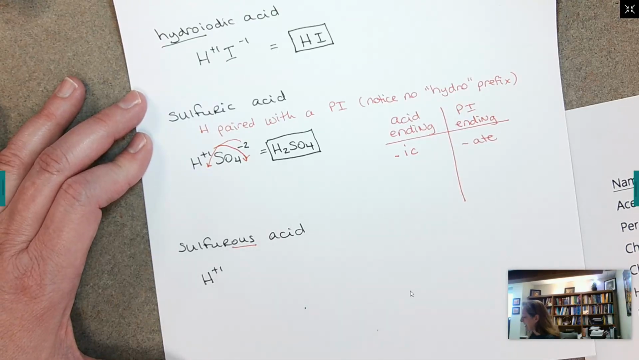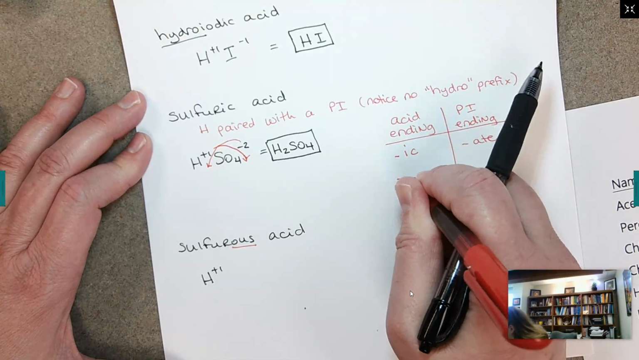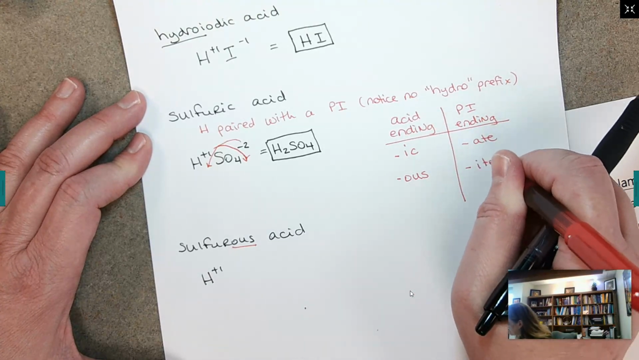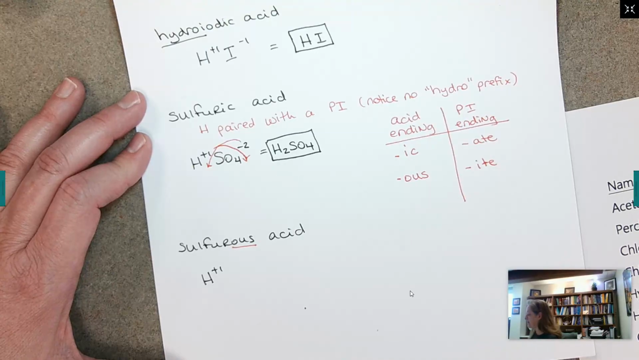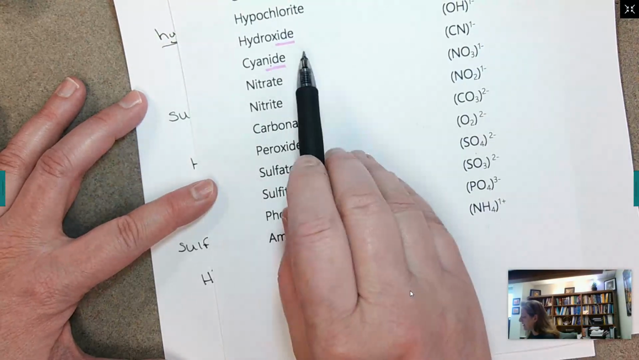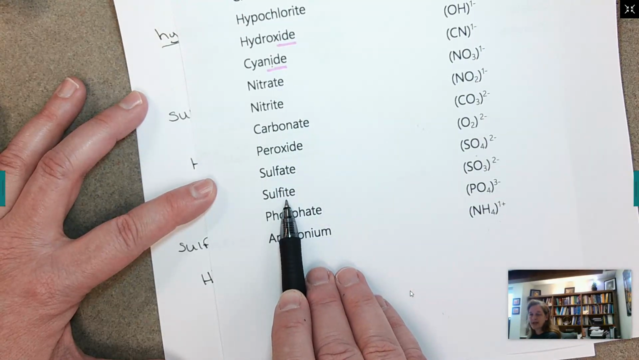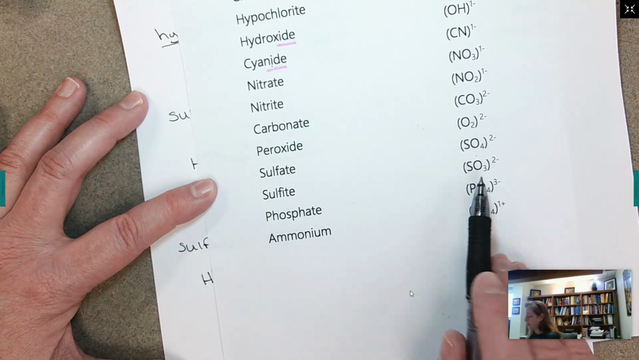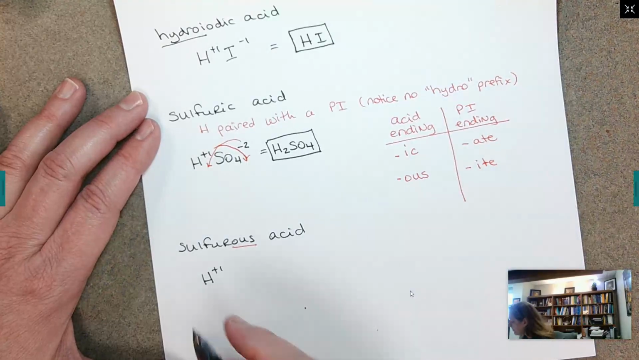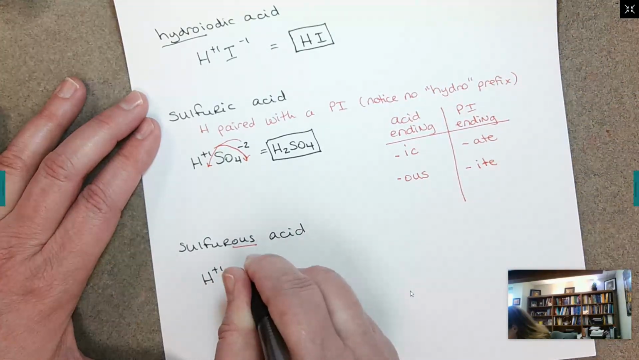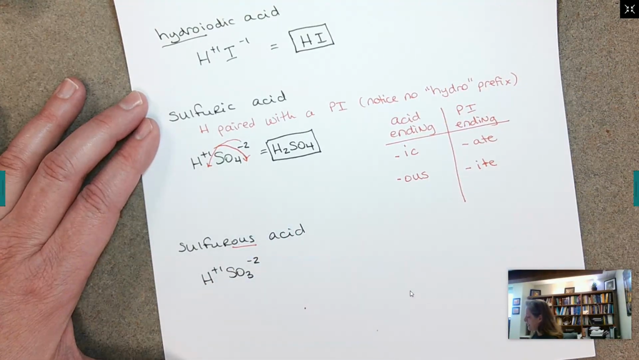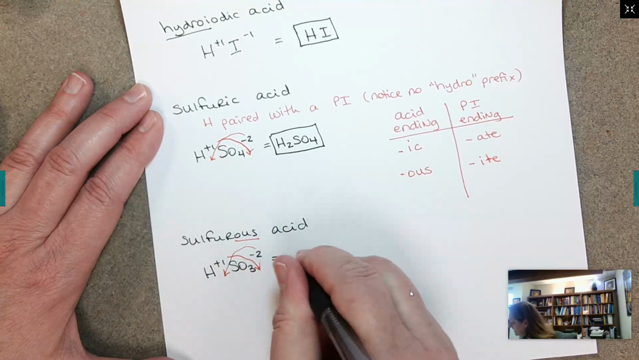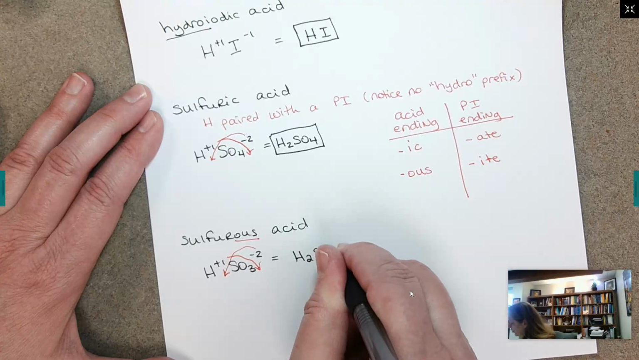This ending right here is going to tell me which polyatomic ion to pick. So, because it ends in ous, if the acid ends in OUS, I'm going to pick the ite version of that polyatomic ion. So it ends in ous. That means I'm going to pick the polyatomic ion that ends in ite, and that is going to be SO3 with a -2 charge. So this is going to be SO3 -2. And then you're going to do symbol and charge, crisscross reduce, and that's going to be H2SO3.